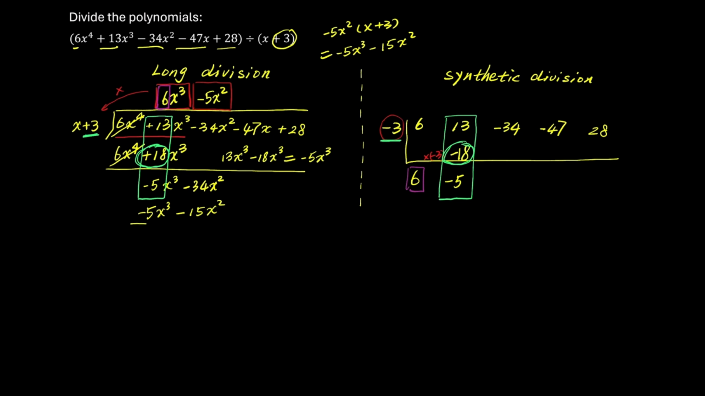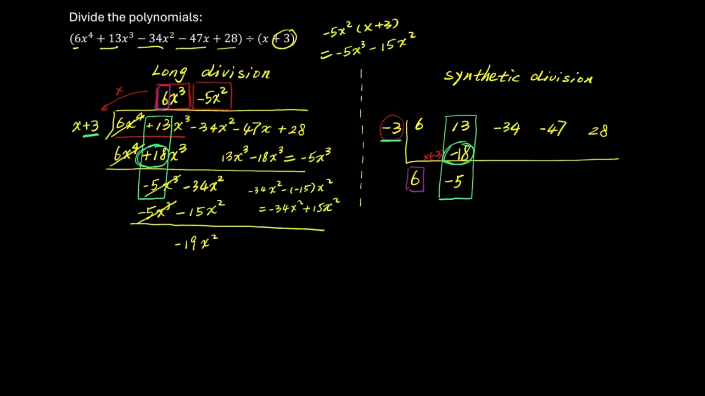Now we subtract these two expressions. The x cubed terms cancel out, and for the x squared terms we subtract, which means the negative 34x squared plus the opposite of the x squared term from the product gives us the new x squared coefficient.